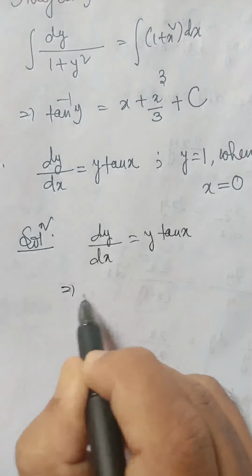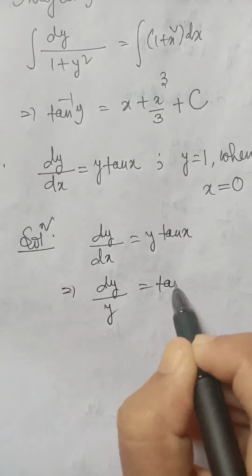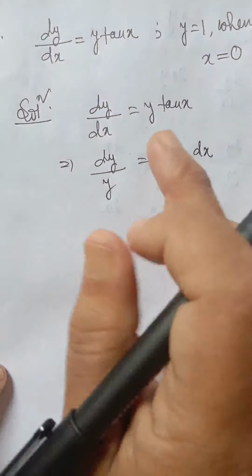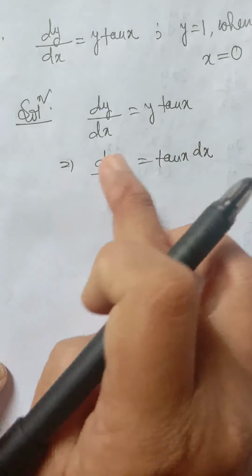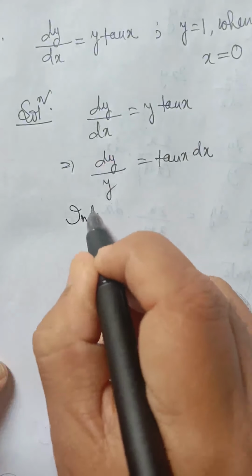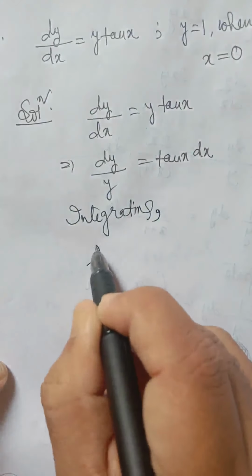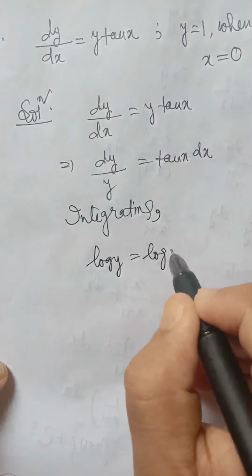So from this we can write dy by y equal to tan x into dx. That means we can separate the variables. With dx there is only the term containing x, which is on the left side, and with dy we have only the term containing y. So integrating both sides, we get integration of this is log y, integration of this is log of sec x.